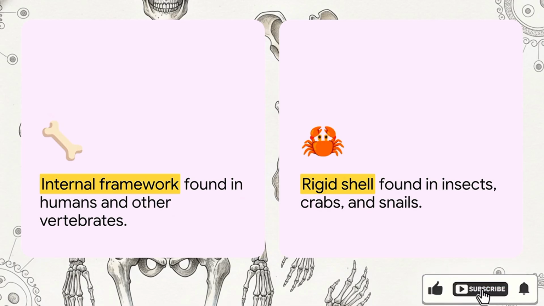Now contrast that with an exoskeleton. The prefix exo means outside. This is a rigid outer shell that supports and protects the body from the exterior. Think about a crab scurrying on the beach, an insect on the sidewalk, or a snail carrying its shell. They basically wear their armor on the outside, while we keep ours safely hidden on the inside.